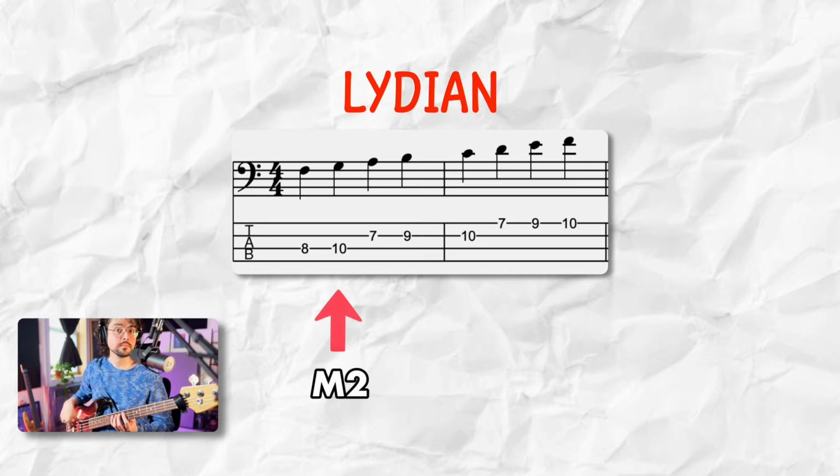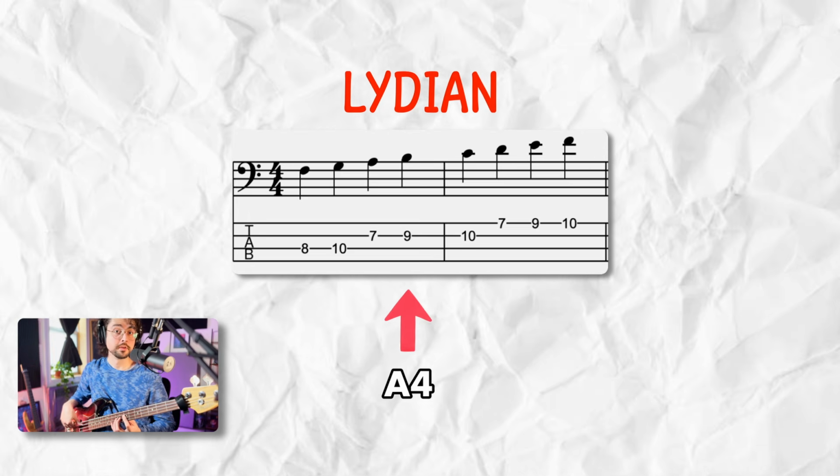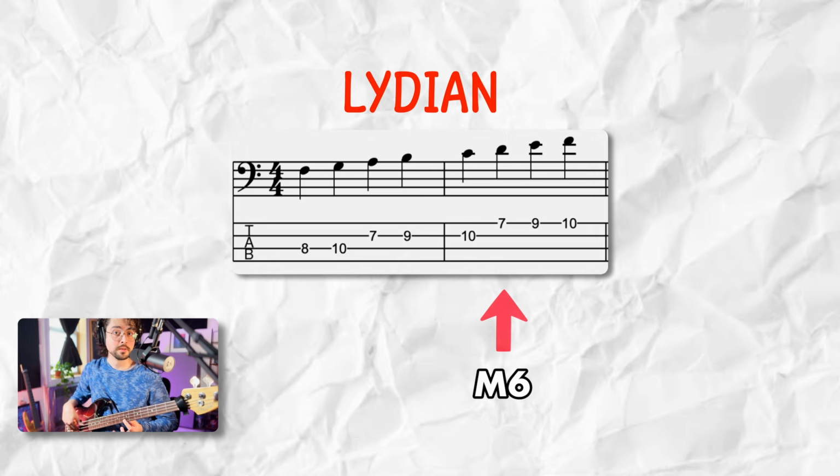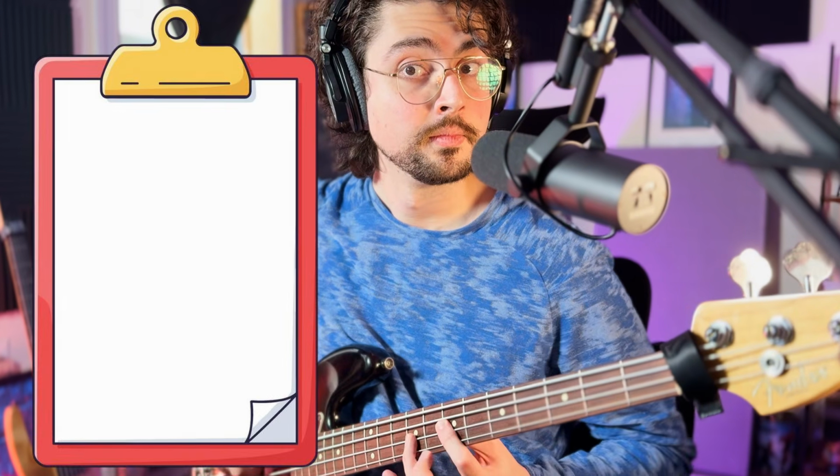That mode has a root, major 2, major 3, augmented 4, perfect 5, major 6, major 7, and then the octave. This is a very unique mode because it looks just like the major scale, but our 4 goes up. It's an augmented 4. It's a sharp 4, how we call it. And that's the only difference from this mode to the major scale, that 4 going up. We're almost done. We only have 3 more to go.